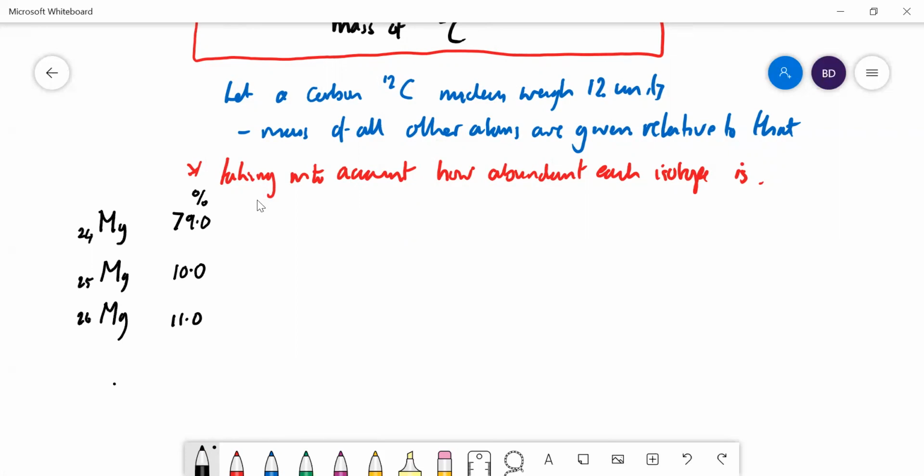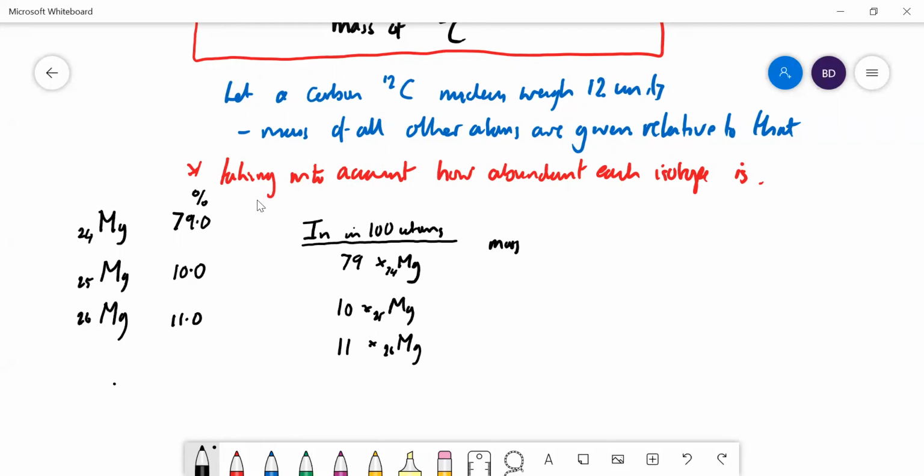Okay, so we're going to calculate the relative atomic mass. So what I'm going to say is, in 100 atoms, we choose 100 atoms at random, you're going to have 79 magnesium 24s, you're going to have 10 magnesium 25s, and you're going to have 11 of the 26 isotope. Right, that's 100 atoms, so let's work out the masses of those.